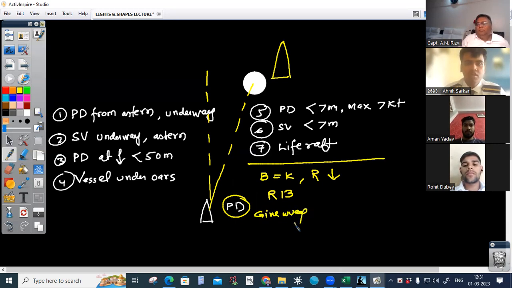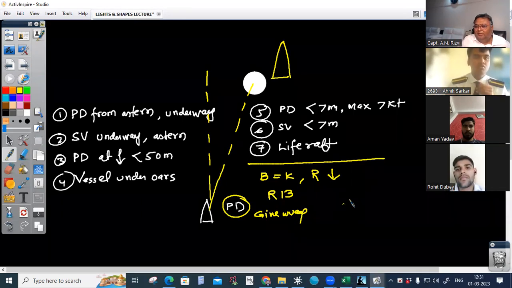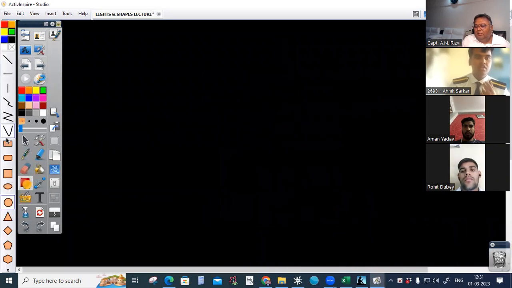Excuse me, sir. Actually, I have a doubt regarding this. Sir, if the bearing is constant and the range is decreasing, it can't be overtaking, because while we are overtaking, we are going parallelly with them, and the bearing needs to increase for that. If the bearing is constant, it means we are coming close to that vessel, and according to rule 7D, the risk of collision exists. There is confusion.